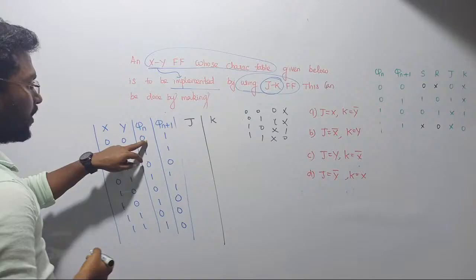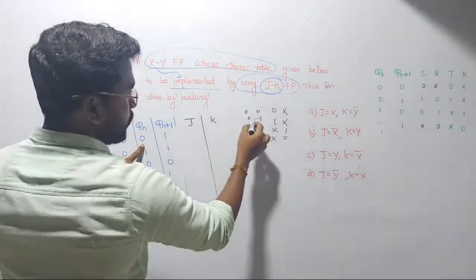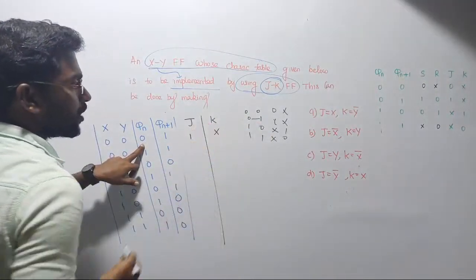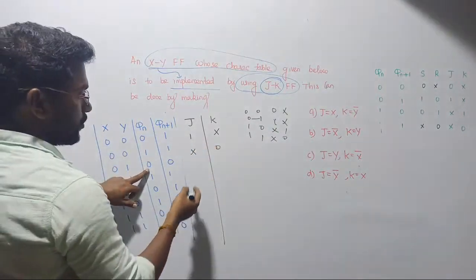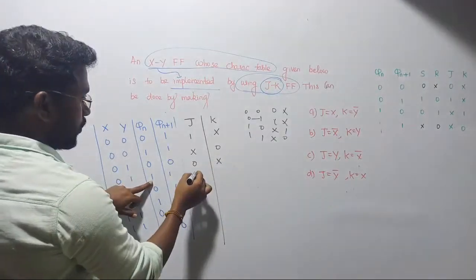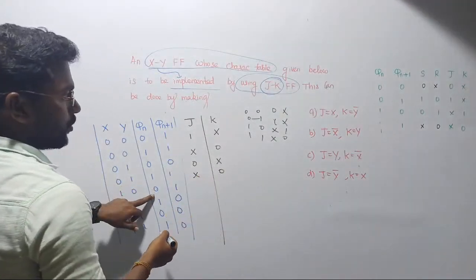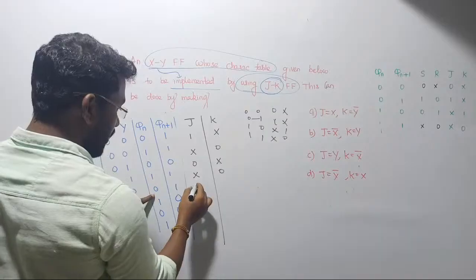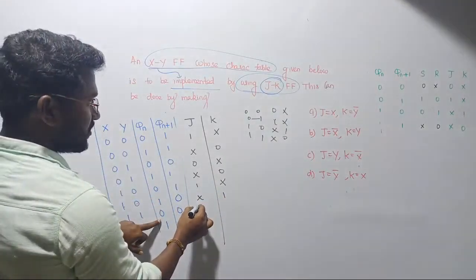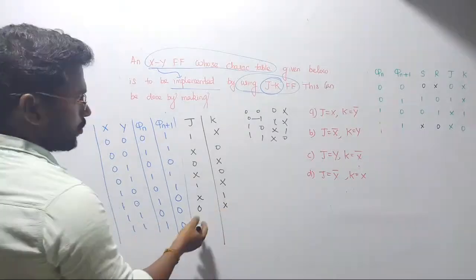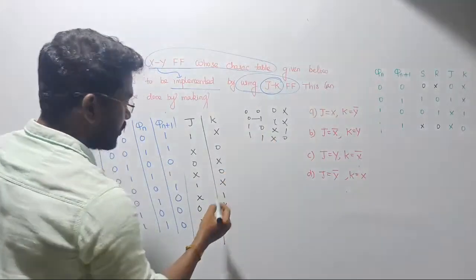Let us see when it is 0, 1, right? 0, 1, this one. It is going to be what? 1x. Now when it is 1, 1, it is going to be what? x0. When it is 0, 0, this is going to be 0x. When it is 1, 1, this is going to be x0. When it is 0, 1, it will be 1x. When it is 1, 0, it will be x1. When it is 0, 0, it will be 0x. Correct? When it is 1, 0, it will be x1. That's all.